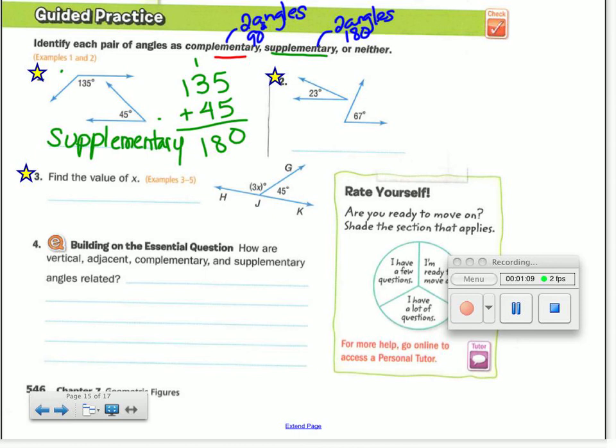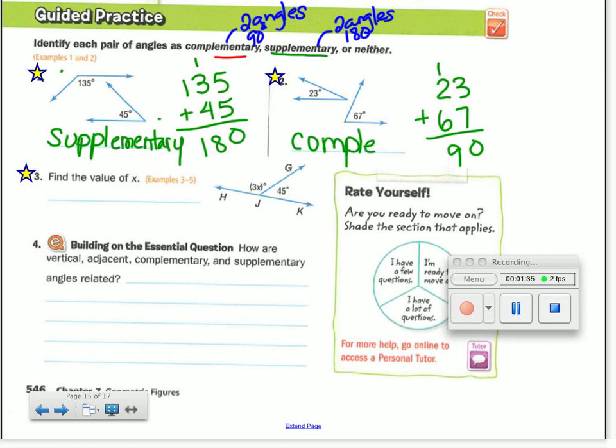Next, number 2. Are those two angles complementary, supplementary, or neither? Because they're not already pushed together, sometimes we have to add them. So 23 plus 67 gives me 90. So what would number 2 be? Complementary. Very good. So complementary because the two angles added together equal 90 degrees.